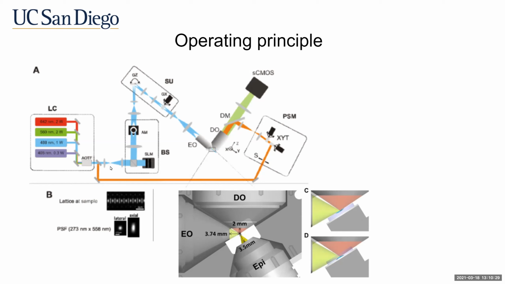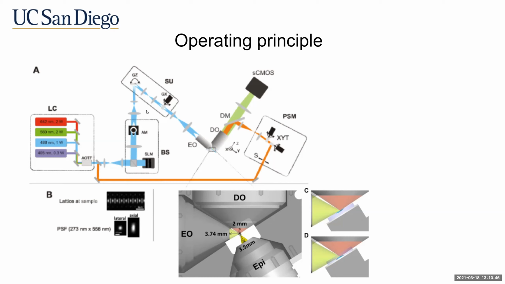AOTF and sent to the BS to create the lattice pattern. The BS consists of the SLM and AM. The SLM creates a square lattice profile and is conjugated with the sample object plane. AM is required to clean the SLM diffraction pattern.